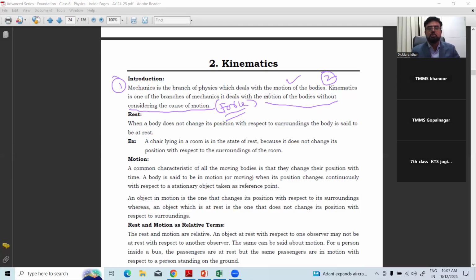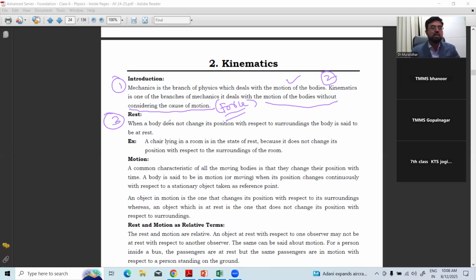Two points, note down. First, then we'll come to rest. You're all sitting and watching either the TV or projector, whatever it may be. Even I am also sitting and teaching. So we are at rest only because we are not moving. Even though you are doing work, you are at rest.